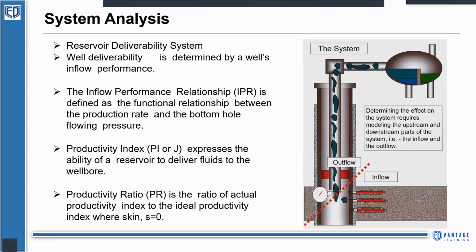So now the actual course started. Integration of all of this through system analysis. So IPR is defined as the functional relationship between the production rate and the bottom hole flowing pressure. PI is that which relates the production rate and the delta P. And PR is the ratio of actual productivity index to the ideal productivity index, where skin is 0, which is ideal. So the joining point between outflow VLP and the inflow IPR is the nodal point.